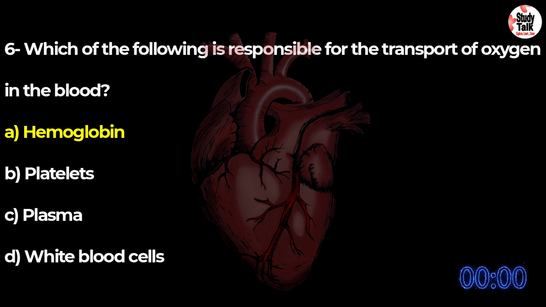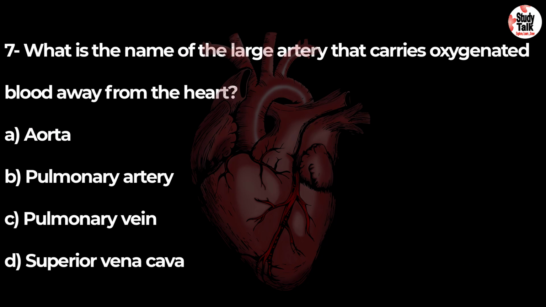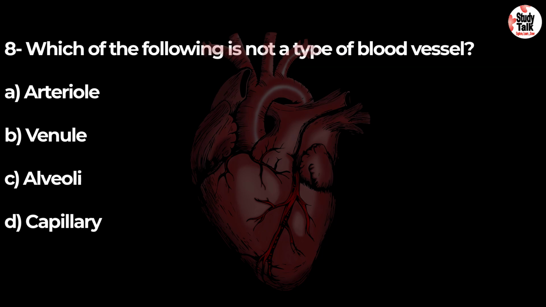Hemoglobin. What is the name of large artery that carries oxygenated blood away from the heart? Aorta. Which of the following is not a type of blood vessels? Alveoli.